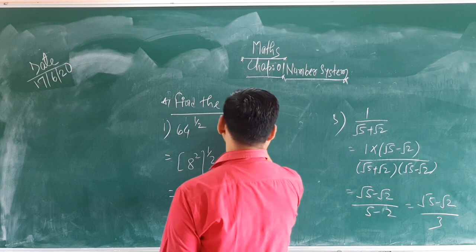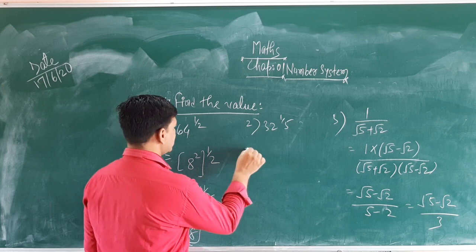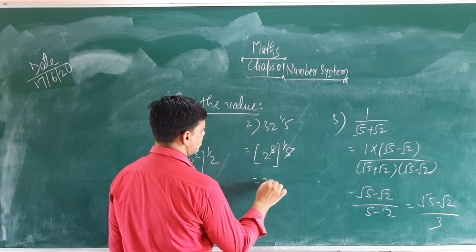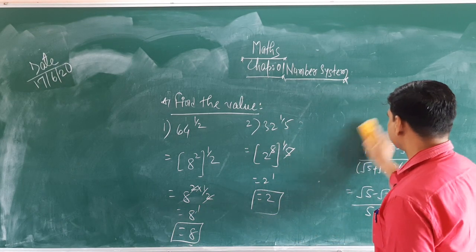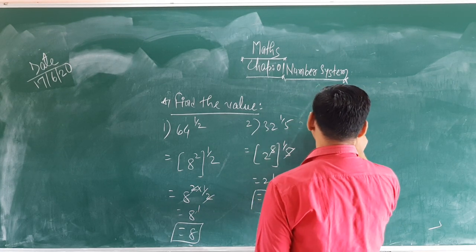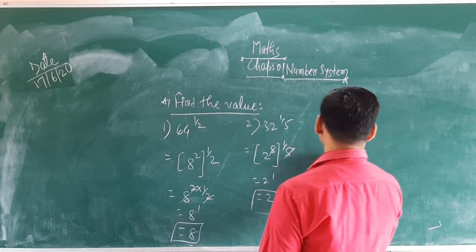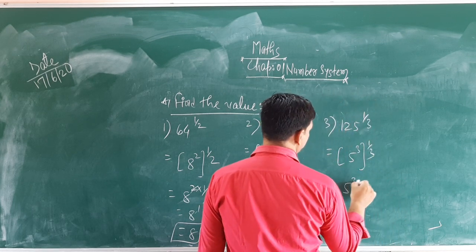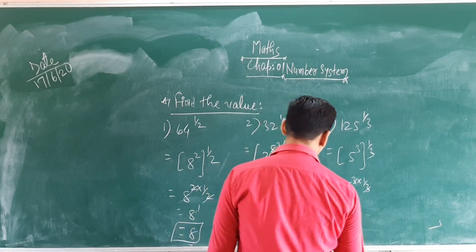Another example, 32 raised to 1 by 5. So it should be 2 raised to 5, into 1 by 5. The 5s cancel. 2 raised to 1 is equal to 2. So simply, by using that we find the values. Another example, how to find 125 raised to 1 by 3. 125 is what? That is 5 cube. 5 raised to 3, to the 1 by 3. 5 raised to 3 into 1 by 3. The 3s are eliminated. 5 raised to 1 has the value of 5.